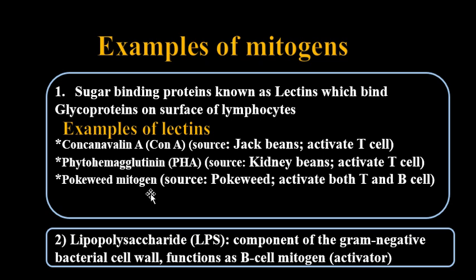Buckwheat mitogen, the source is buckwheat, and it has the capacity to activate both T and B cells in the absence of T lymphocytes. The second example of mitogen is lipopolysaccharides or LPS, and LPS is a component of the gram-negative bacterial cell wall. It functions as a B cell mitogen.